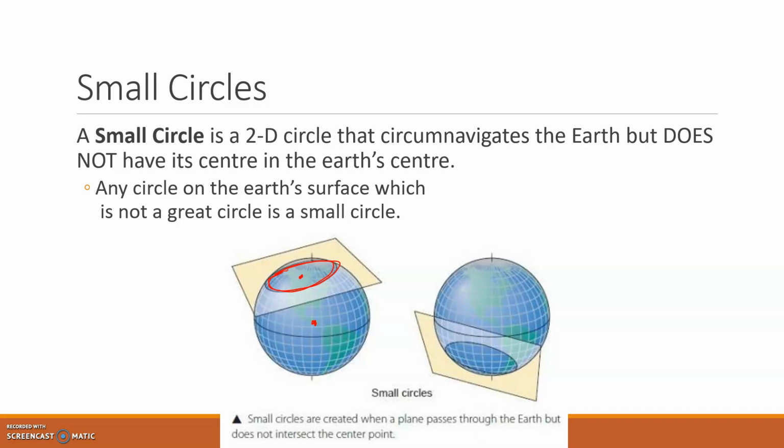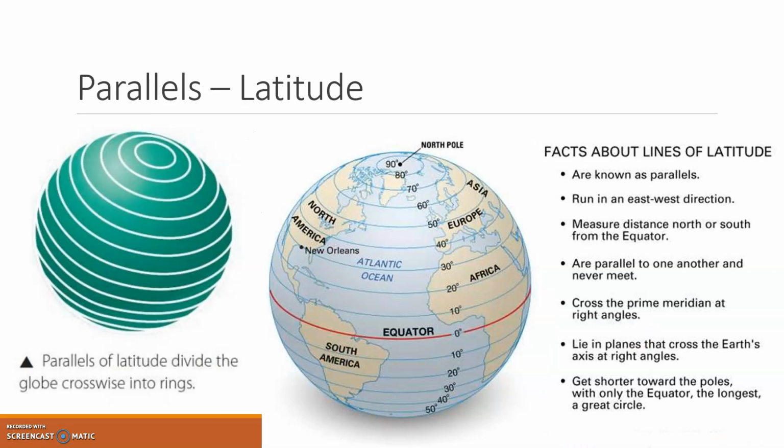It's what we call a small circle on the Earth. So any circle you draw on the Earth that is not a great circle is automatically a small circle. The reason we care about these small circles is because the parallels of latitude are small circles.